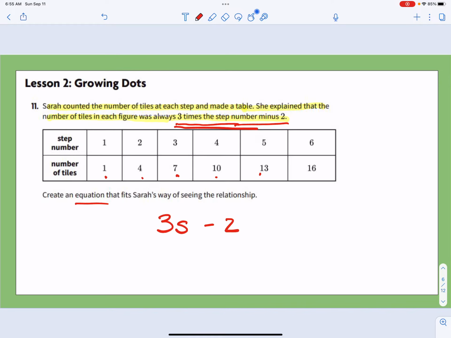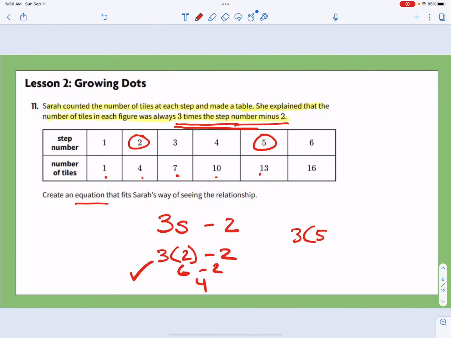And so if that's true, let's take a look at this one here. You have 3 times 2 minus 2. That's 6 minus 2, which is 4. That works, right? You could check another one. There's 5. So 3 times 5 minus 2 is 15 minus 2, which is 13. Yep, that works. Okay, so good job, Sarah. Another way of looking at it.